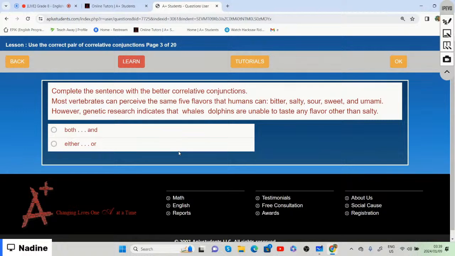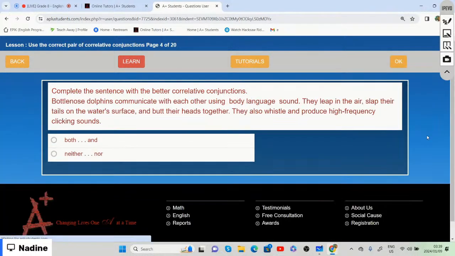All right, so if we choose the correct correlative conjunction, it says most vertebrates can perceive the same five flavors that humans can, which is bitter, salty, sour, sweet, and umami. However, genetic research indicates that both whales and dolphins are unable to taste any flavor other than salty. So you mentioned that the first one is correct, which is both and. That is correct. So well done. That is great.